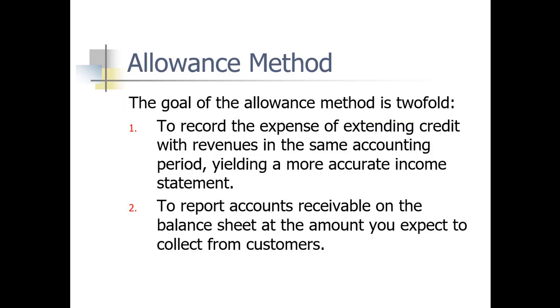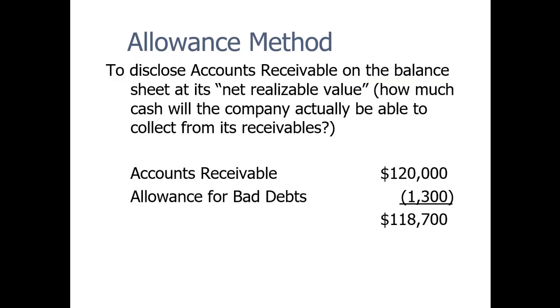And as I told you guys last time, the reason that these GAAP companies use the allowance method is really twofold. Number one, they do it because they need to make sure they're following that matching principle. They need to record the expense of extending credit with revenues in the same accounting period. Again, that shows a more accurate income statement. Number two, they want to make sure that they report accounts receivable on the balance sheet at an amount that's more accurate. They want to make sure they're showing customers how much they actually expect to collect from those receivables. So by showing accounts receivable less that allowance for bad debts, it's really showing the users of these financial statements how much they actually intend to get.